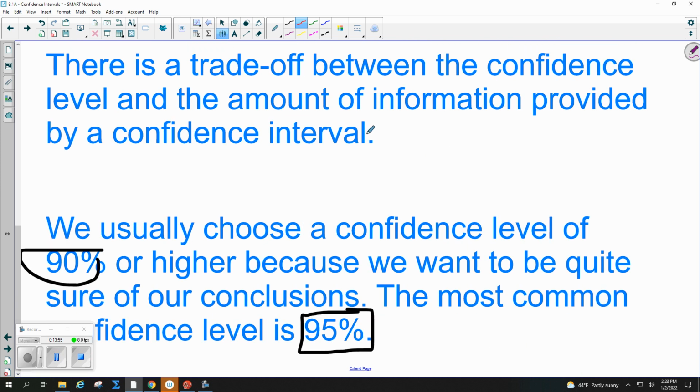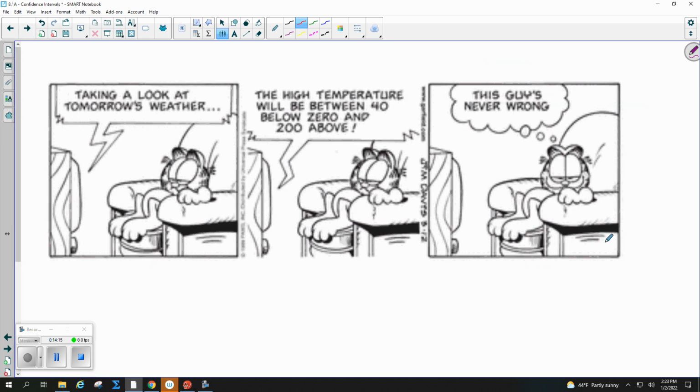So you guys, there's a trade-off for being more and more confident, right? So we use 90% a lot for our confidence interval, and sometimes we use 95% for our confidence interval. If I want to be 100% confident of something, well then I really lose my reliability. For example, if we look at tomorrow's weather and I'm like, you know what, I am 100% confident that tomorrow's temperature is going to be between 40 degrees below 0 and 200 degrees above 0, right? That loses a lot of precision. It is not very accurate.